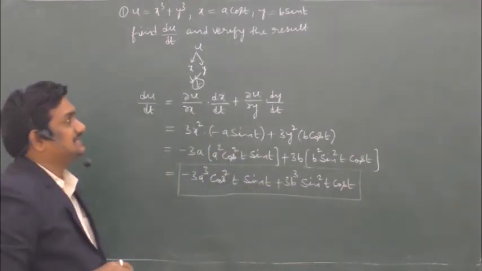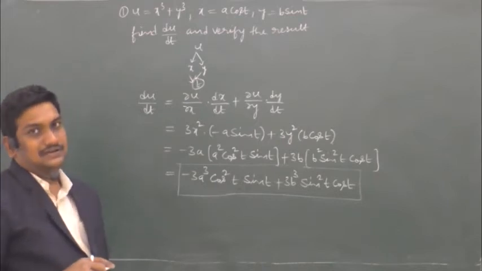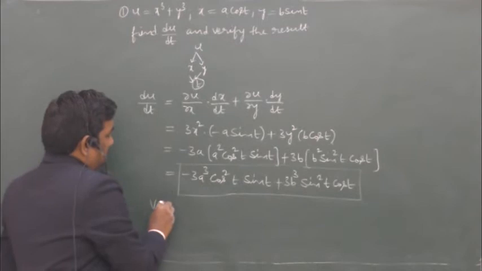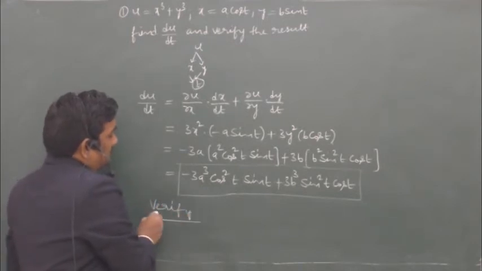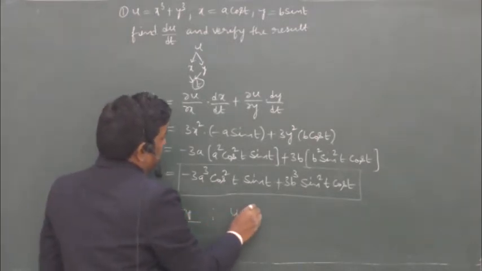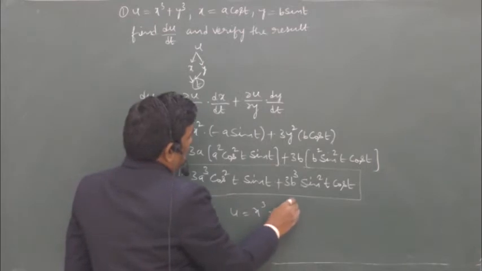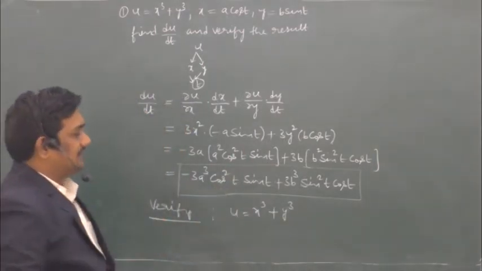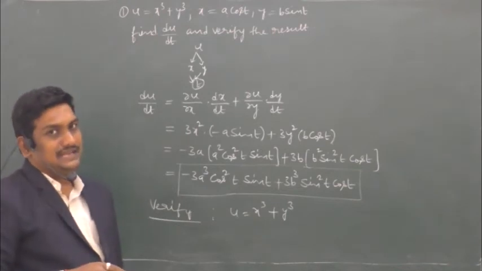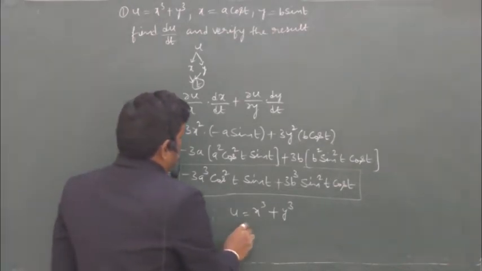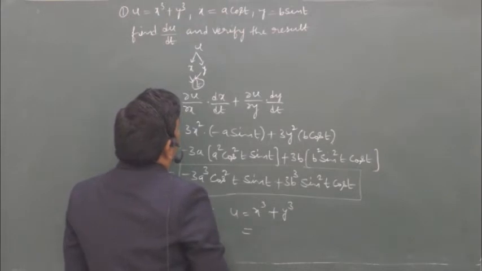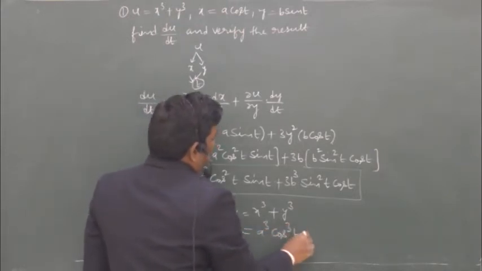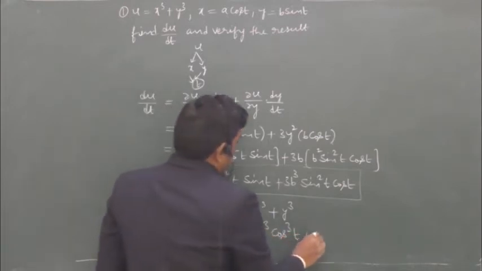The other question is you need to verify the result. In order to verify, consider u, it is x cube plus y cube. So in order to verify, first convert u completely in terms of t. So x cube is a cube cos cube t, and y cube is b cube sin cube t.